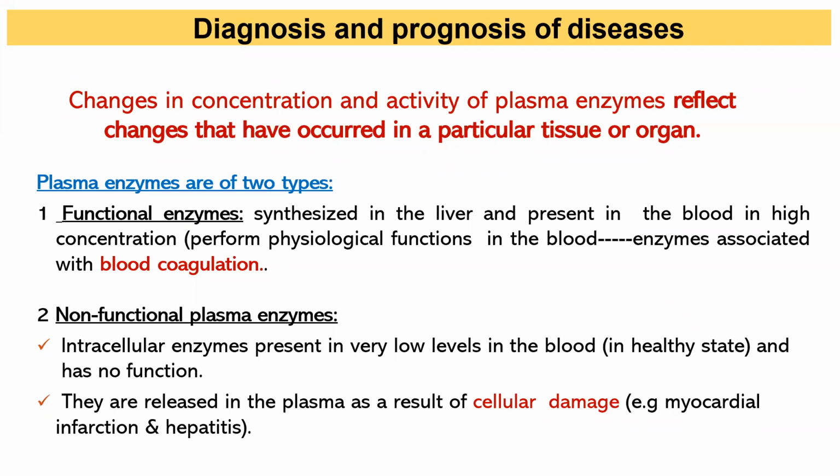So plasma enzymes, there are two types. One is functional enzymes that are synthesized in the liver, and they're present in the blood in high concentration. And then there are non-functional enzymes. These are present in low levels and don't have a function, but if they are elevated, if there is something happening, you would see a lot of non-functional enzyme, which would indicate that there is something wrong in a certain organ, or some disease state has occurred.